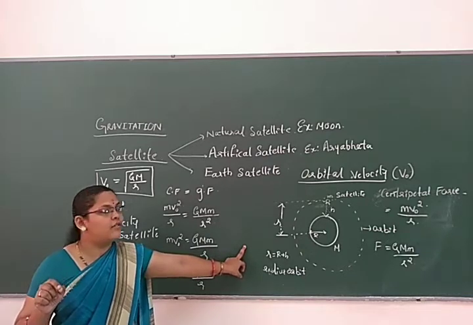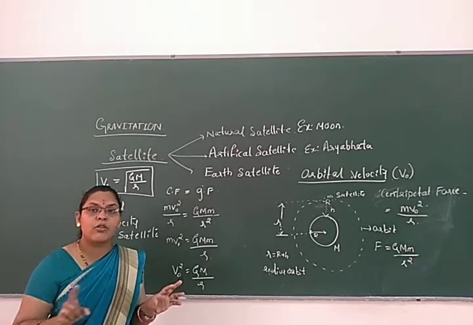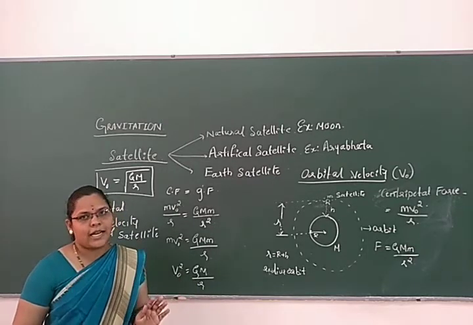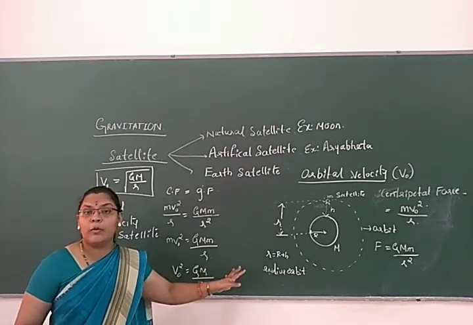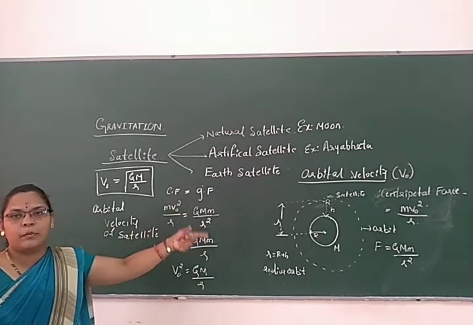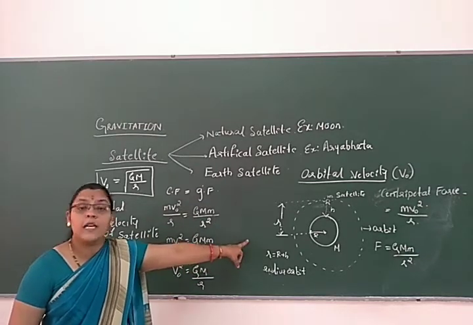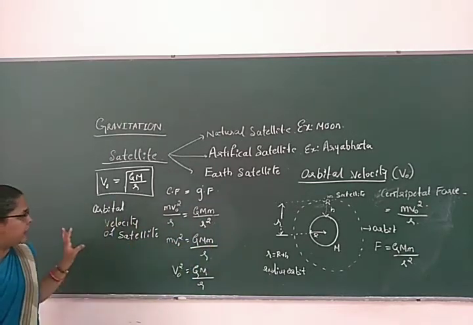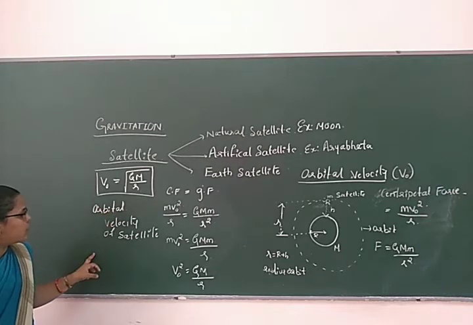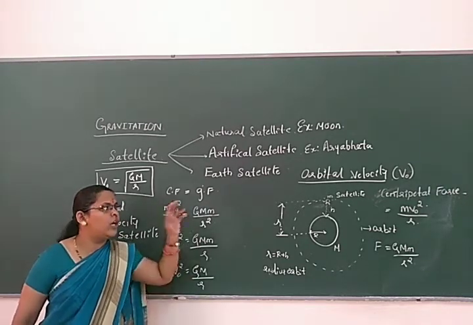In place of planet we are using Earth, because any object which is taking revolution around the planet is a satellite. Here we are considering the planet as Earth. So from now onwards I will consider it as Earth. You need to understand this better. The orbital velocity of the satellite is totally independent of the mass of the satellite.